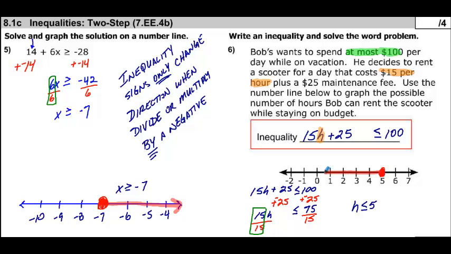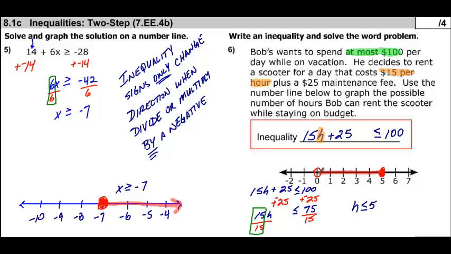On this problem, however, we're going to stop right there. We can't have negative hours. Nobody rents a scooter for negative 2 hours. Can't be done. We also aren't going to fill in the 0. Nobody rents a scooter for 0 hours.